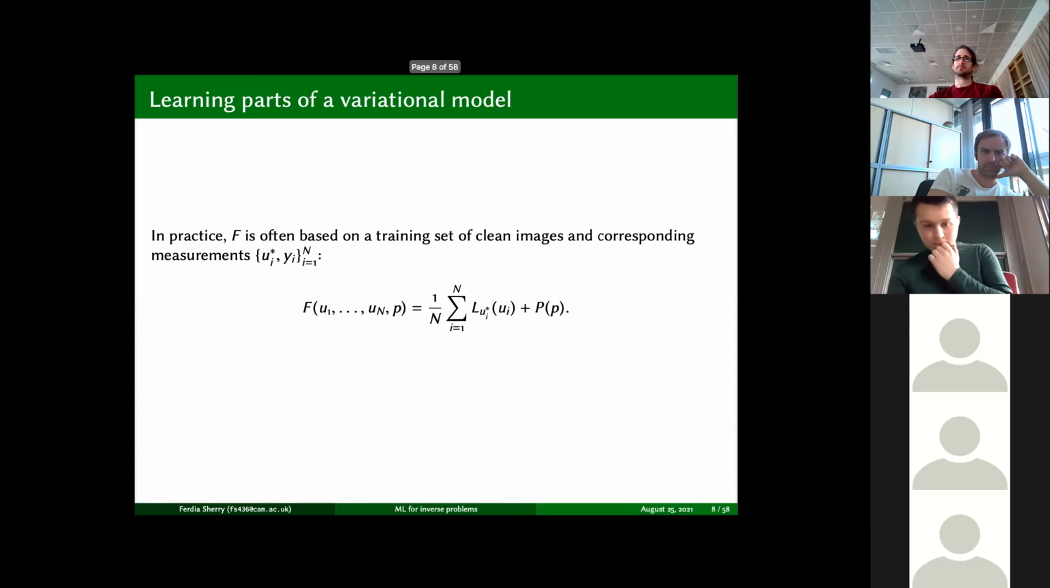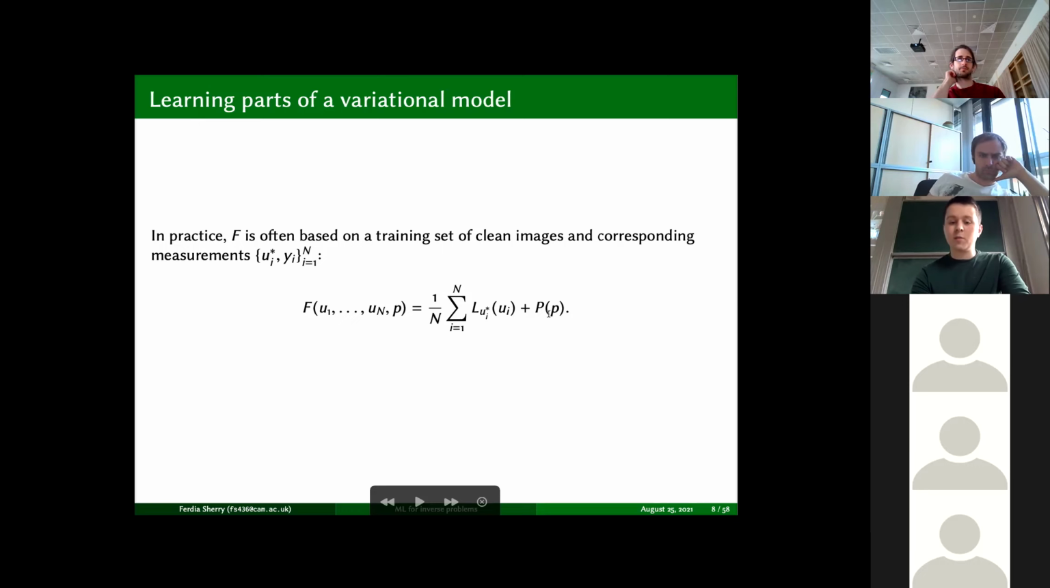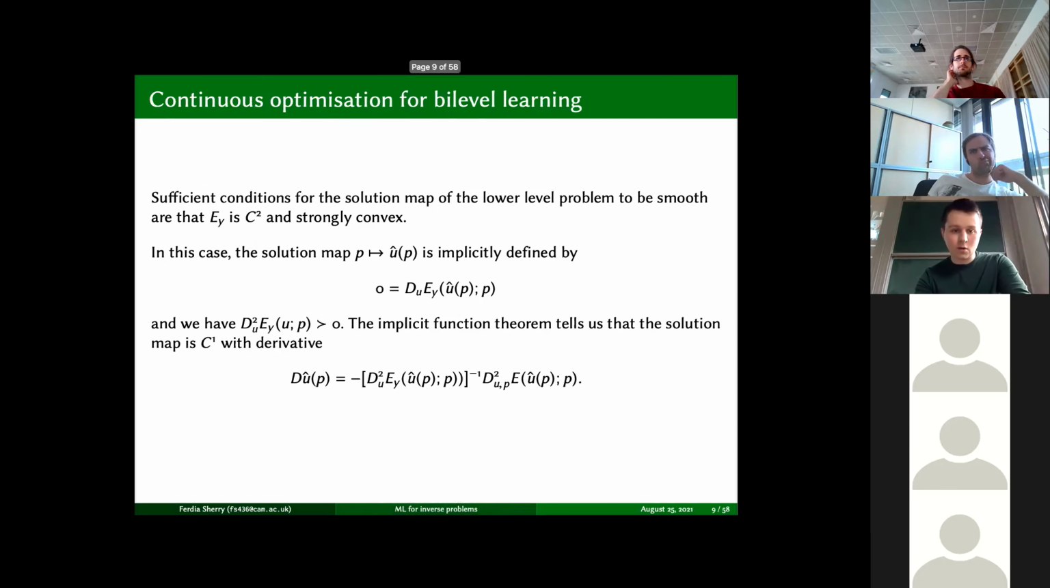In what follows, this is a supervised problem, but in principle you could do it in an unsupervised way. That's an orthogonal issue to what I'm considering here. Generally this will be an empirical risk term, and here we'll have some kind of penalty, which we'll see in the future.